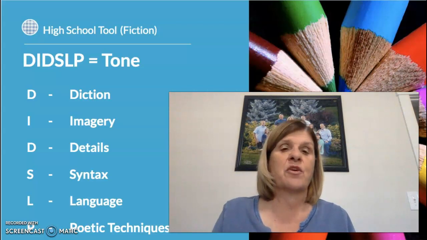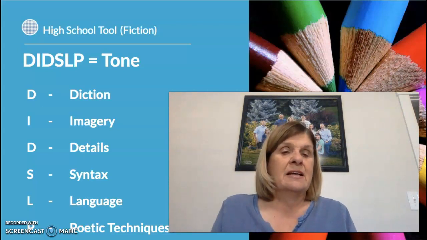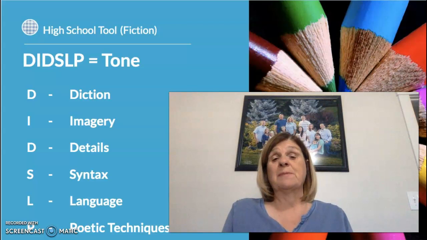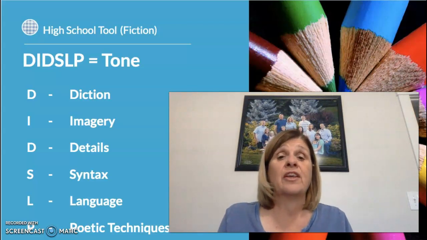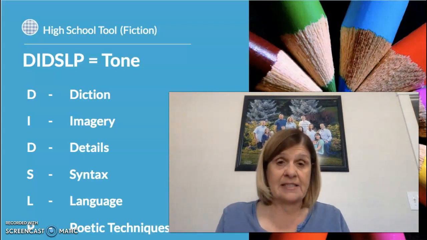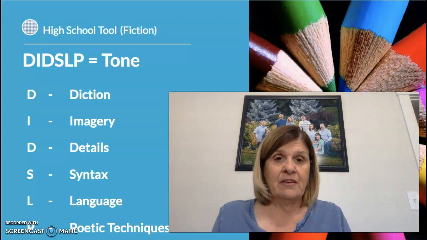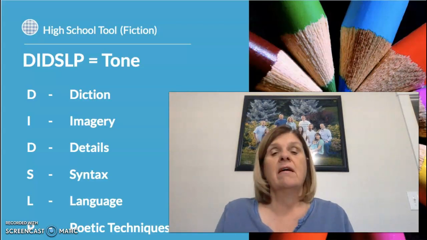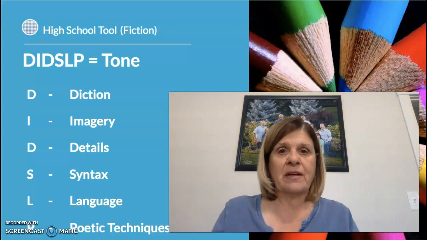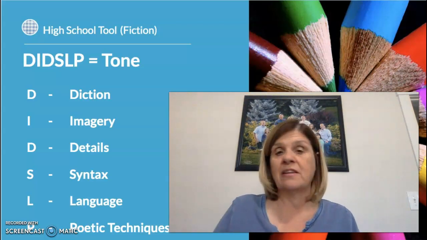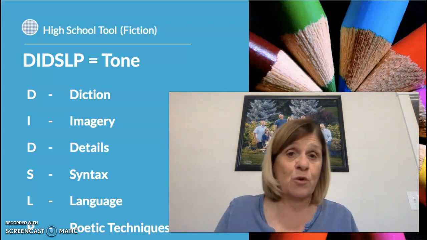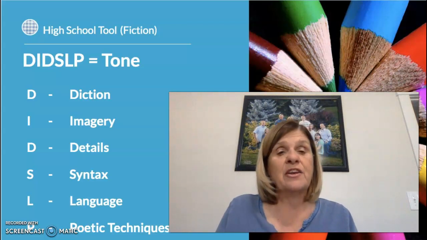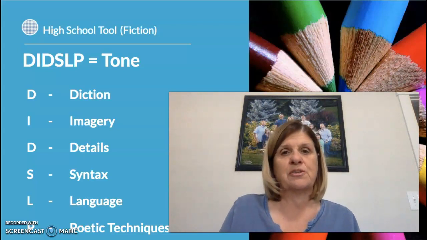And notice that every letter of DIDLS stands for something specific that you can look at when you analyze texts: diction, imagery, details, language, and syntax. When you put all of them together, it's a way for you to analyze the tone of the text much more effectively. So that mnemonic device works well to break apart a text.